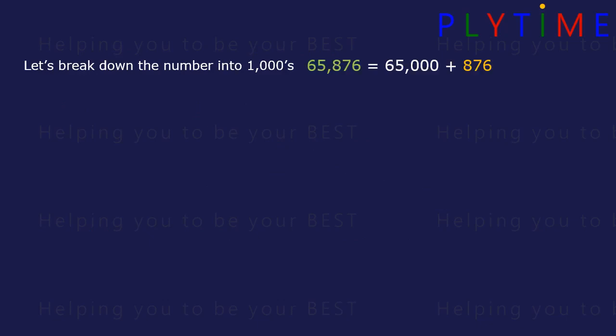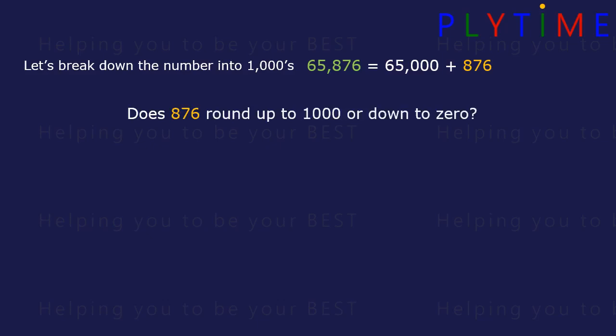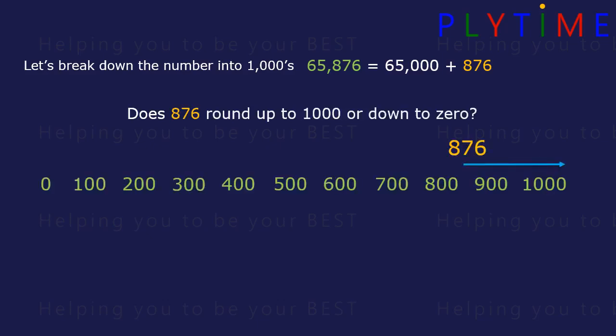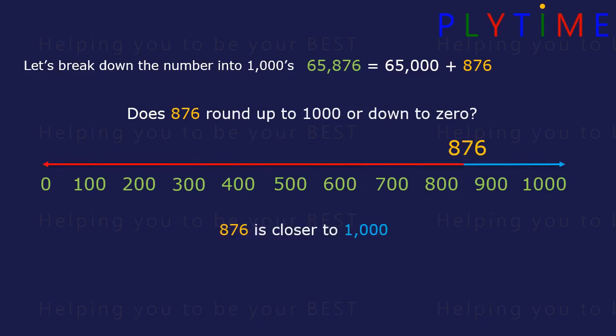65,876 is the same as 65,000 plus 876. Does this round up to 1,000 or down to 0? On our number line, 876 is much closer to 1,000, so it rounds up to the next 1,000.